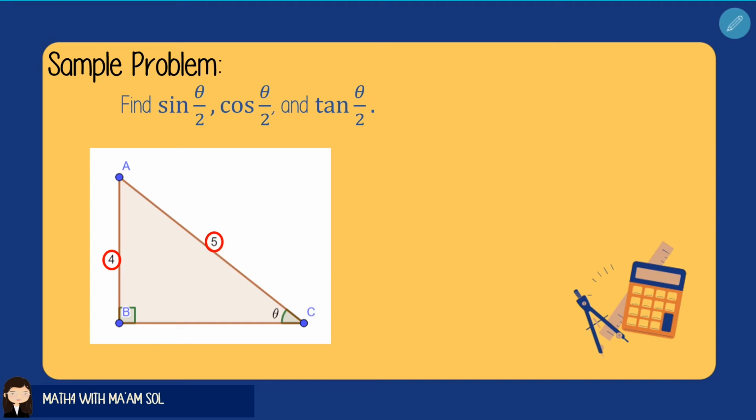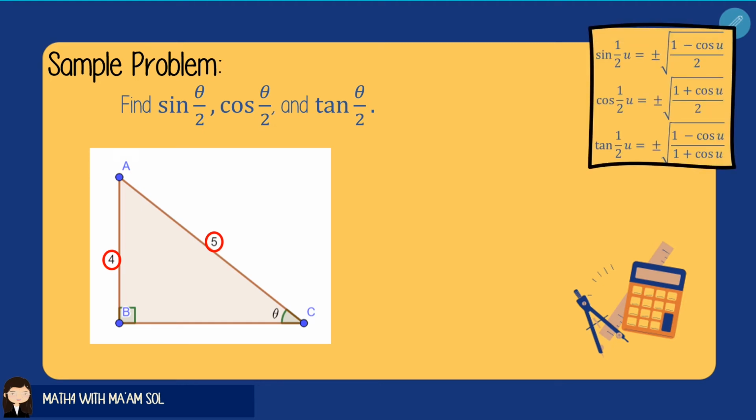Now, if we go back to our formulas, you will see that we actually need to find cosine theta. To do that, we need to remember our CAH in SOHCAHTOA. We know that cosine theta is equal to the ratio of the adjacent side over the hypotenuse. We know the hypotenuse, but we don't know the measure of the adjacent side yet. However, we can easily find that out using our Pythagorean formula. We know that a squared plus 4 squared is equal to 5 squared, and therefore a is equal to 3. Now that we know that the adjacent side measures 3, then we know that the cosine of theta is equal to 3 over 5.